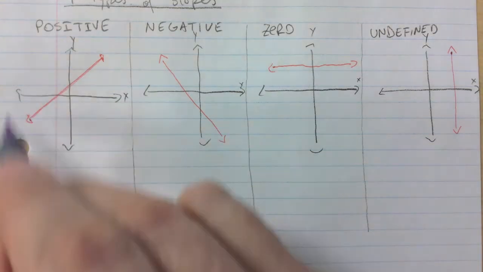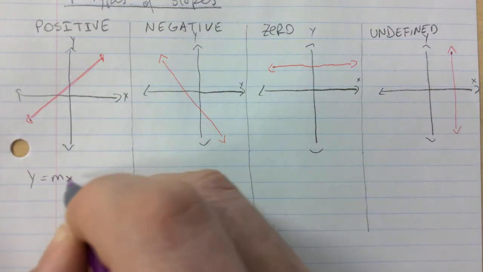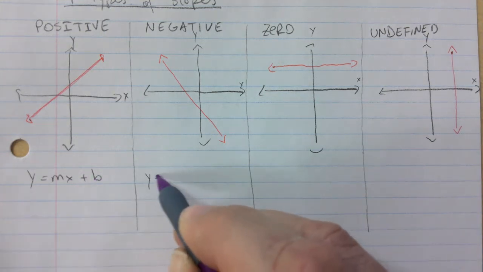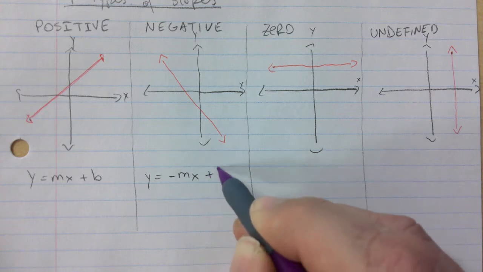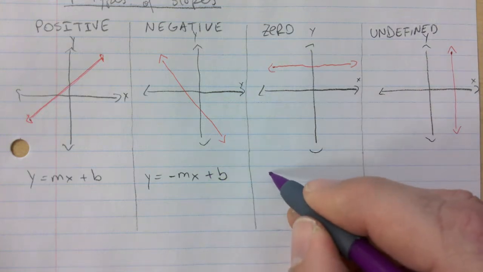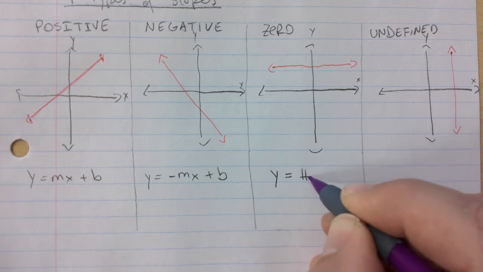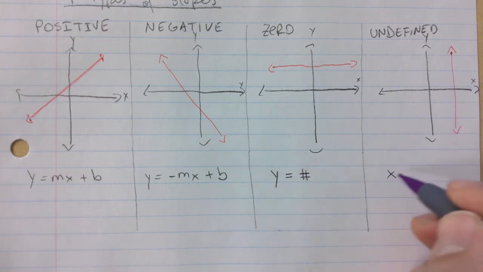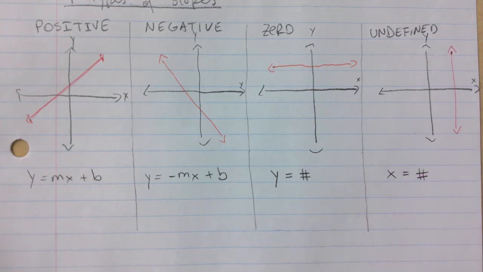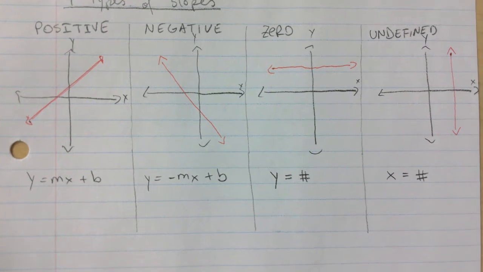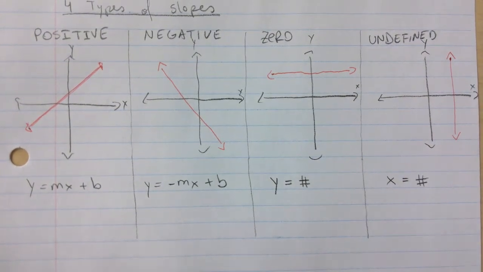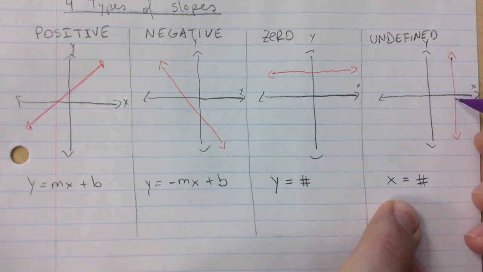The equation of a positive would then be y is equal to mx plus b. The equation of a negative would be negative mx plus b. The equation of a line with a 0 slope is y is equal to a number. The equation of an undefined would be x is equal to a number. Okay, so if you have just y and a number, you know it's going to be a horizontal line. If you have x is equal to a number, you know it's going to be a vertical, right?